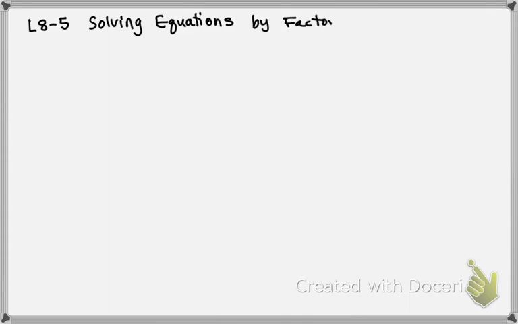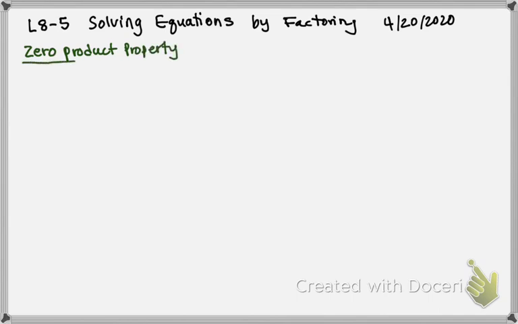So I'm just going to give today's date, which is 4/20/2020. Okay, so we've got a property we need to understand, and it's called the zero product property. So property just means rule. So this is a rule about multiplying with zero, okay? Product means the answer to a multiplication problem.